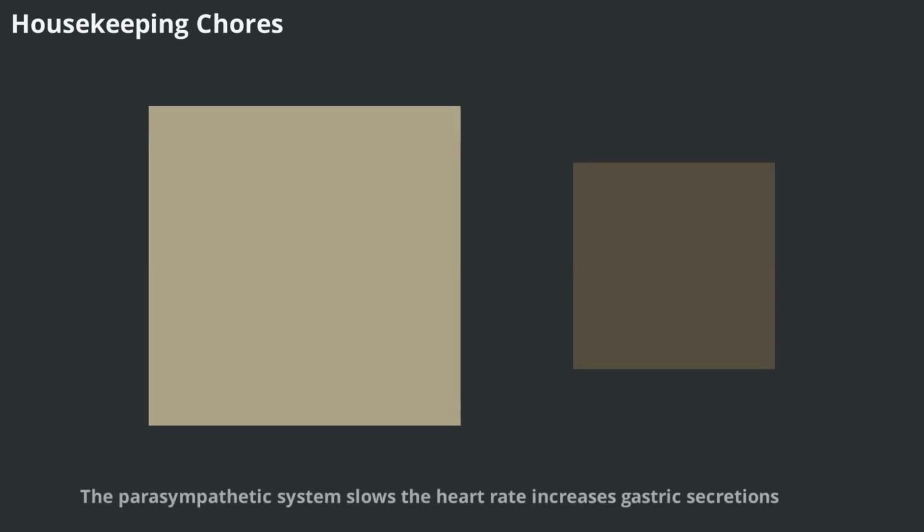The parasympathetic system slows the heart rate, increases gastric secretions, and facilitates emptying of the bladder and bowel. It also helps focus the eyes for near vision, constricts the pupils, and contracts bronchial smooth muscle. Essentially, it handles the body's housekeeping chores, like digesting food and excreting waste, while also conserving energy by reducing cardiac workload and supporting vision control.